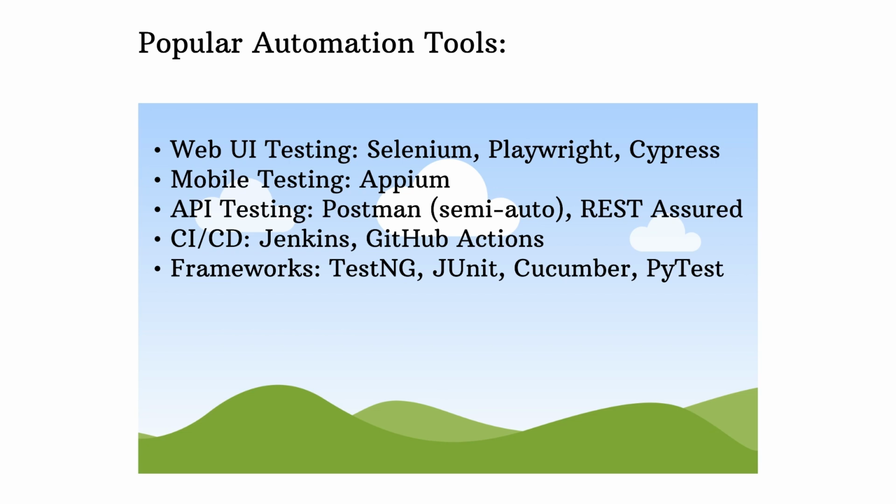Popular automation tools: Web UI testing, Selenium, Playwright, Cypress; mobile testing, Appium; API testing, Postman semi-auto, Rest Assured; CI/CD, Jenkins, GitHub Actions; frameworks, TestNG, JUnit, Cucumber, and PyTest.